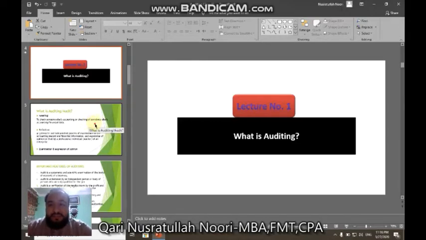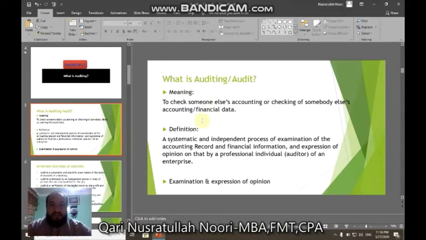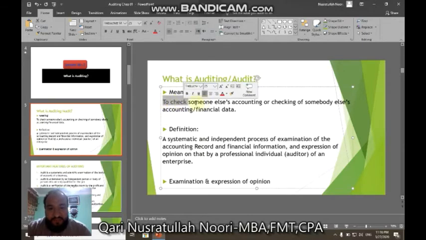So let's come to the meaning of auditing first. The meaning of auditing is to check someone else's accounting or financial data. To check someone else's accounting or financial data. Or in other words, we can say auditing is checking of someone else's accounting or financial data. Understood? Now, I'll explain this meaning by dividing it into different elements, different parts. Then I'll explain part by part so you can understand.